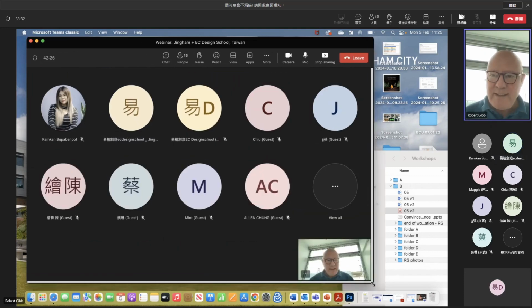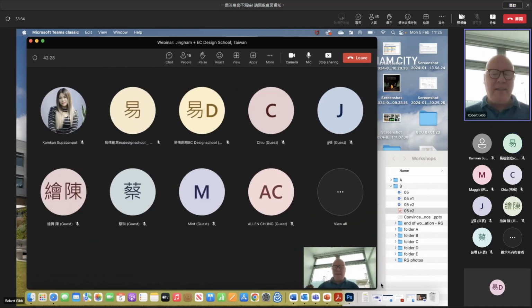This is the first time I've tried this workshop online. It's always been done face to face, so this is the first time I'm going to try it. What I'd like each student to do is, how many students are there in total? 15. Brilliant. Right, I don't know all your names because I can only see bits and pieces, so it would be good.